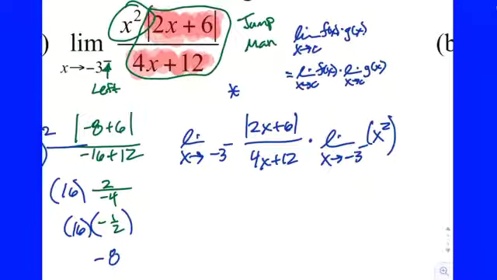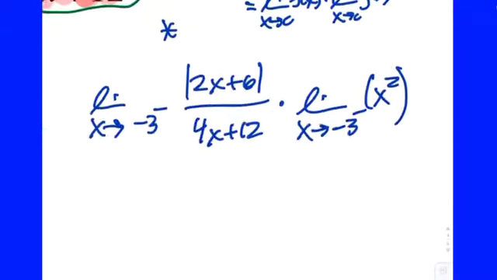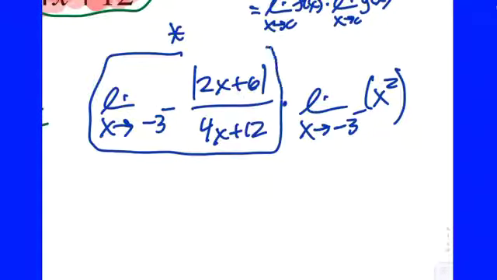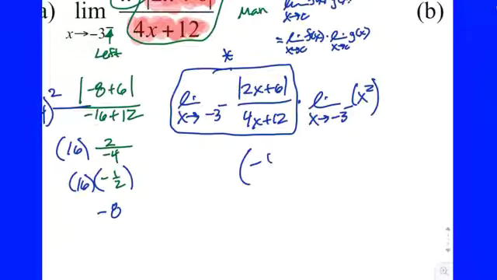And the beauty of this property is that you can evaluate those each independently as if they were two separate problems. How would we evaluate this piece and this piece alone? Plug in a value less than -3, like -4. And that's going to give you a -1/2. Well, I won't do all the work again.